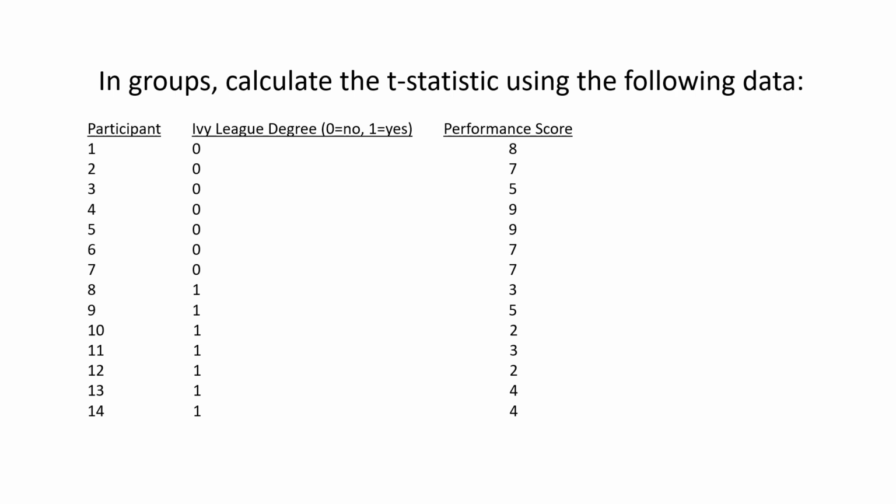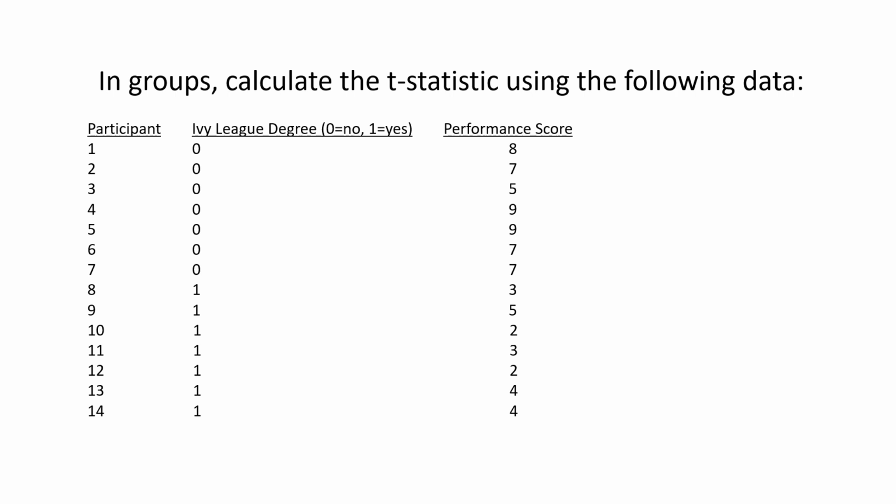Here you can see we have a few performance scores of 9, and we have a low of, it looks like, 2. So maybe it's a performance scale of 1 to 10, let's say. And the question we're asking is, do Ivy League degree holders score higher on performance than non-Ivy League degree holders? And we have now two separate independent samples, each consisting of 7 participants. 7 plus 7 is 14.